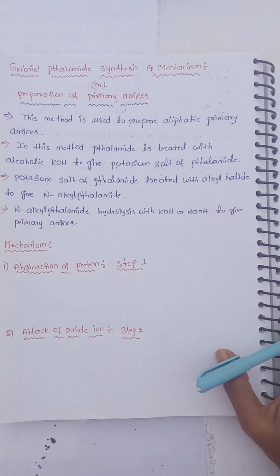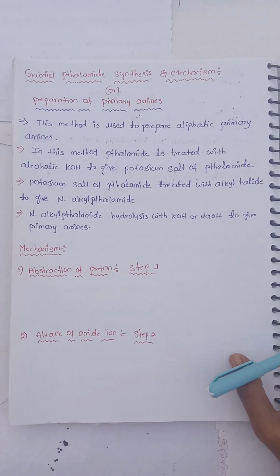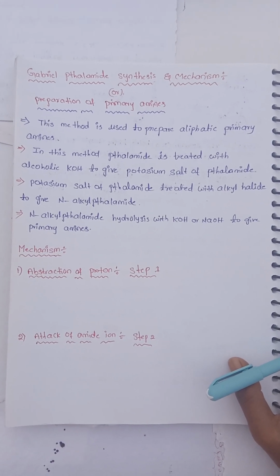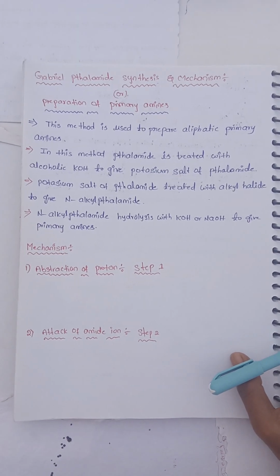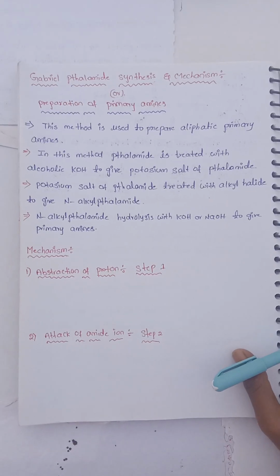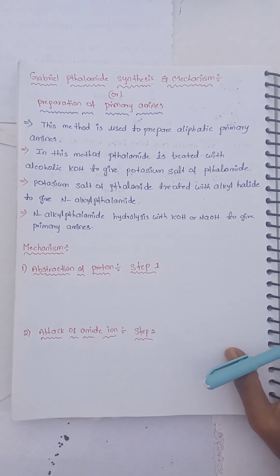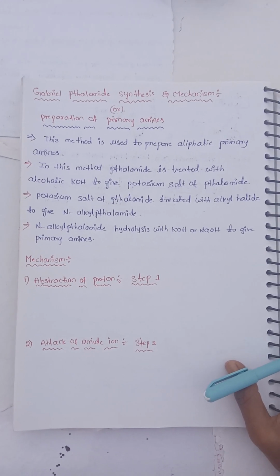This is a named reaction and a most important topic for BSc and MSc students. For JEE and NEET entrance exams, they will ask what is the preparation of primary amines, explain any two preparation methods. So you have to choose Gabriel Phthalimide synthesis. This is the most important topic.